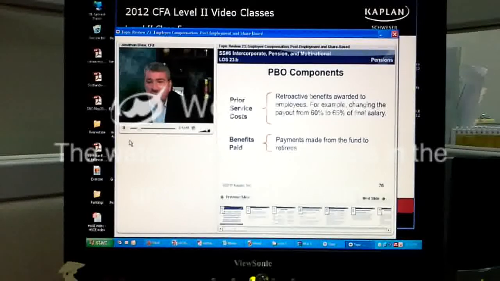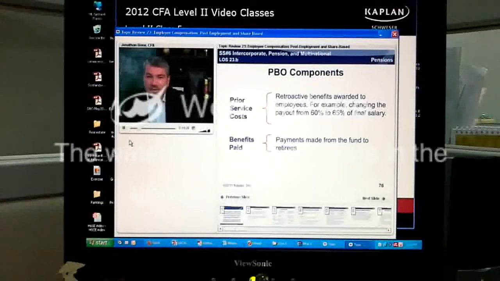If I was to reduce the payouts, of course, it will make the PBO smaller. We should be aware, as we're going to see a little later, that prior service costs have different treatments under IFRS and US GAAP, but you'll see them in the PBO reconciliation for both. Finally, benefits paid. Given that the PBO is a liability, if we make payments to existing retirees, we are paying down some of our liability, so we expect the liability to reduce by the benefits paid.